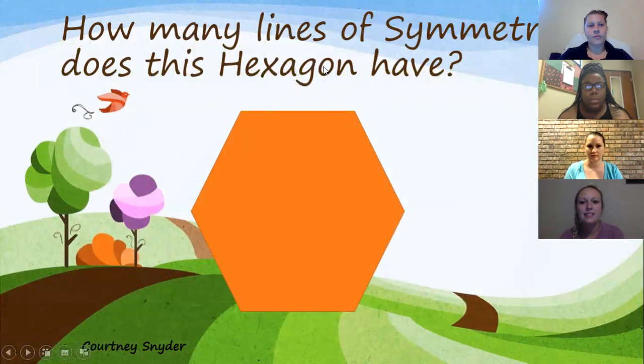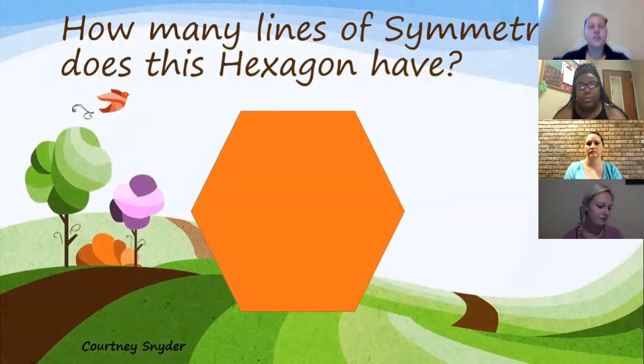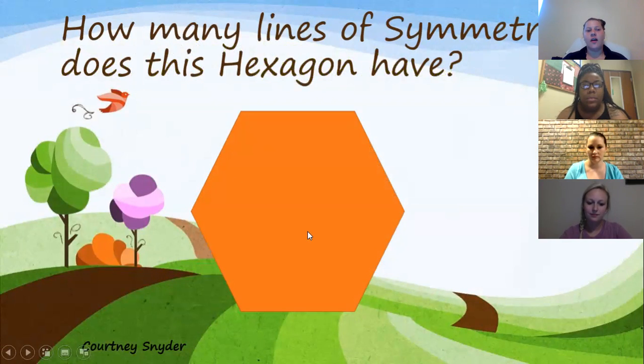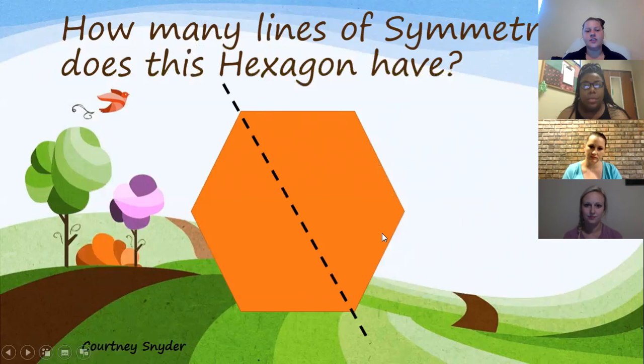Courtney, how many lines of symmetry does this hexagon have? That's a good question, Taylor. We know a hexagon has 6 sides. So we're going to start by drawing lines straight through the middle of this hexagon. We're going to have a line connecting these 2 points so that we know if we folded this hexagon in half along this dotted line, this side and this side are going to be exactly the same.